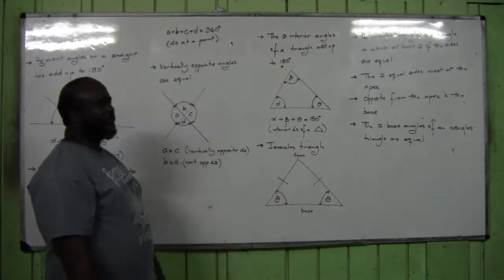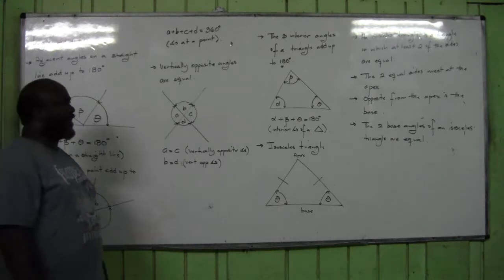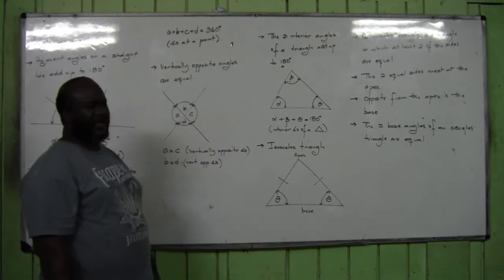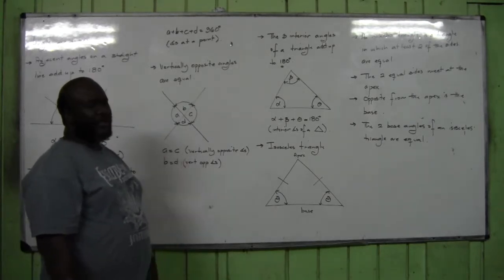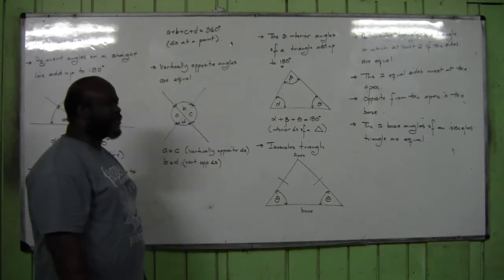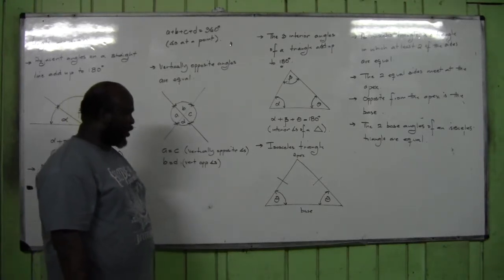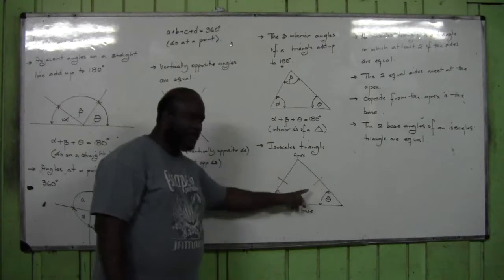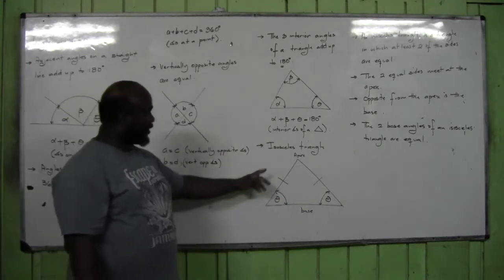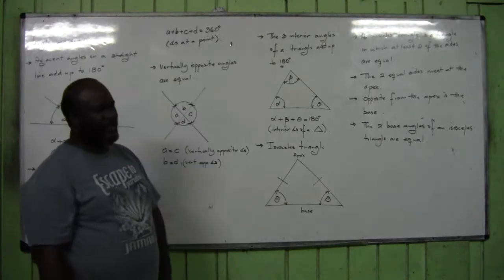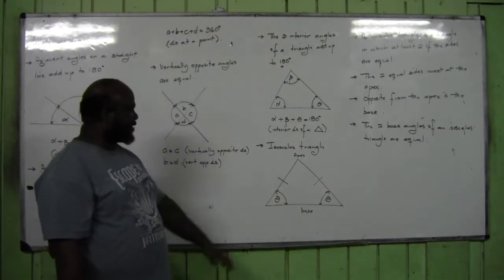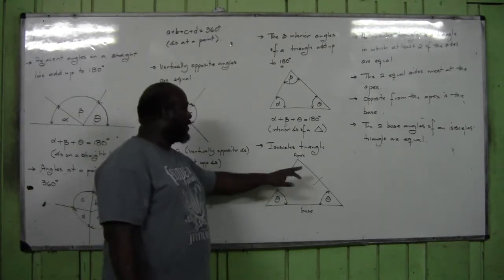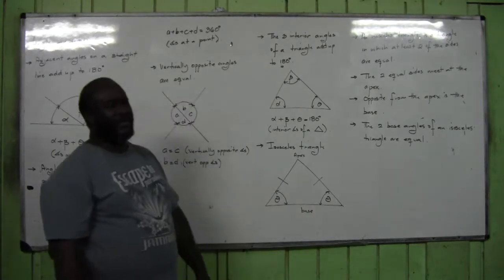Now, the isosceles triangle, we need to be familiar with it. An isosceles triangle is a triangle in which at least two of the sides are equal. Now, how do we indicate that the sides are equal? We put strokes on them. So this side and this side are equal. So this is a triangle in which two of the sides are equal. If you have a triangle in which two of the sides are equal, that triangle is an isosceles triangle.